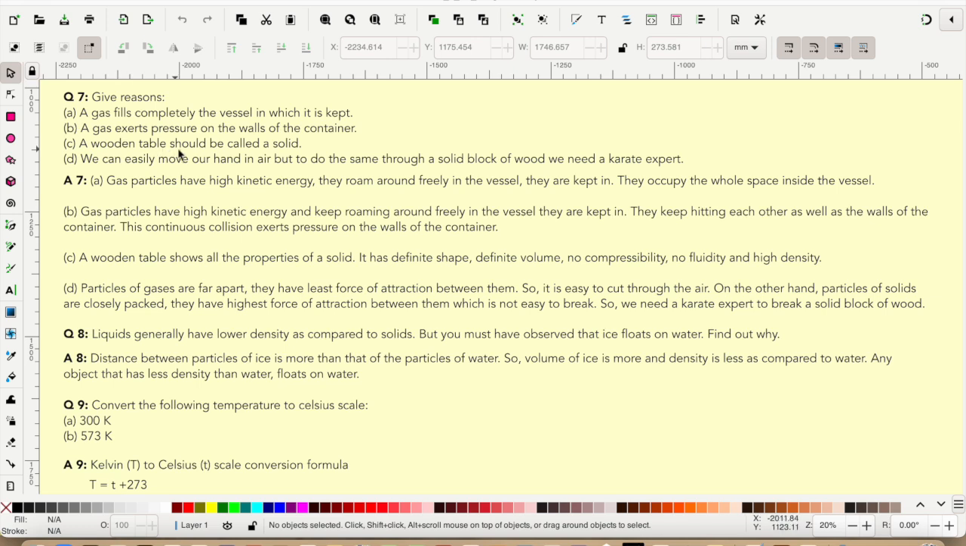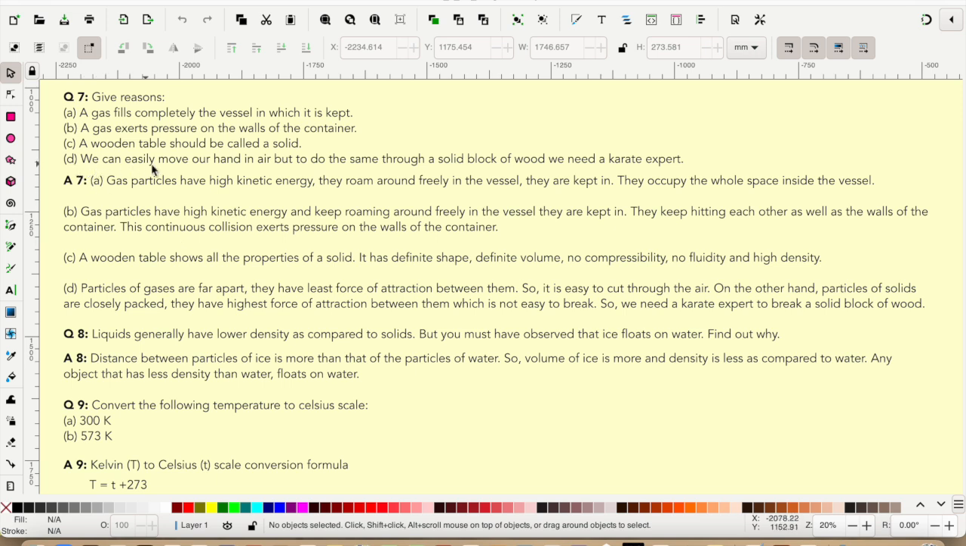Part C. A wooden table should be called a solid. Answer is, a wooden table shows all the properties of a solid. It has definite shape, definite volume, no compressibility, no fluidity, and high density.